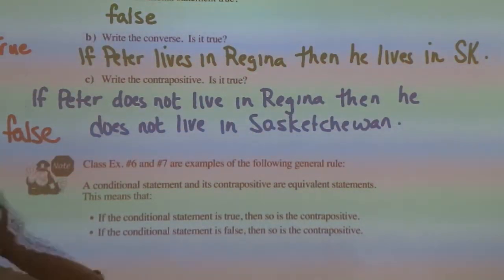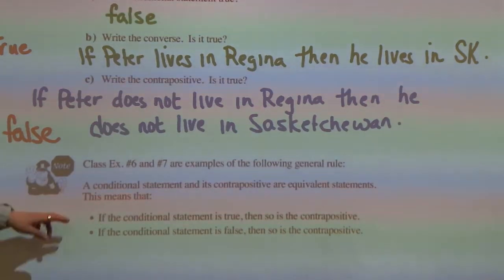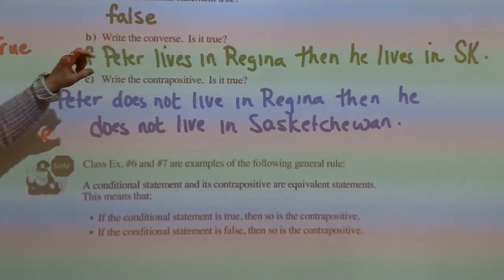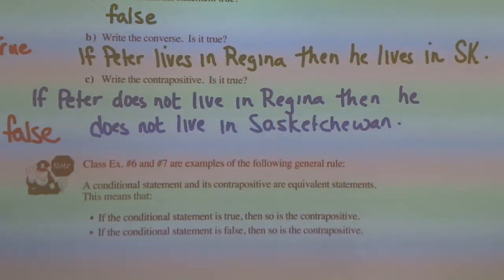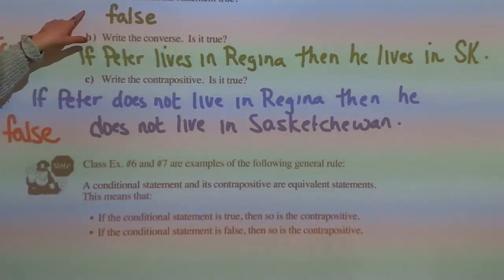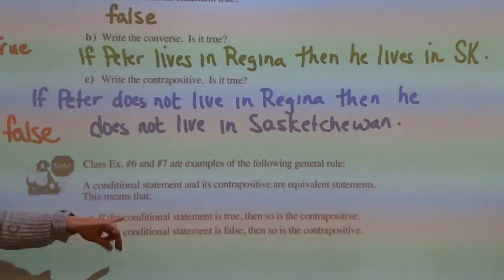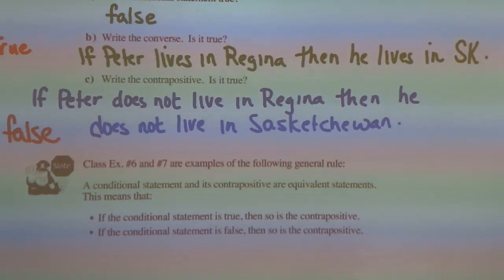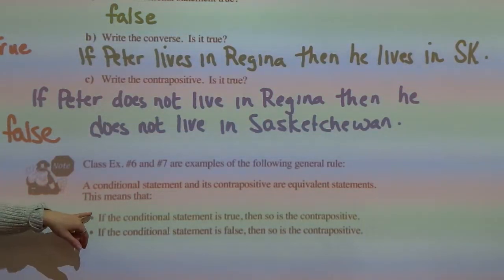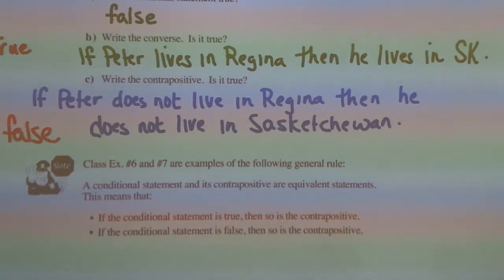Okay. So there is a general rule that states if the conditional statement is true, so that was with class example number 6, the conditional statement was true, the contrapositive is true. If the conditional is false, the contrapositive would then also be false. So it's just something good to know so that when you're going through these, if you know that one is true, then the other one has to be true. Okay? It does not mean that if the conditional statement is true, the converse is false, because sometimes the converse statement can also be true. It means that the conditional and the contrapositive are the same.